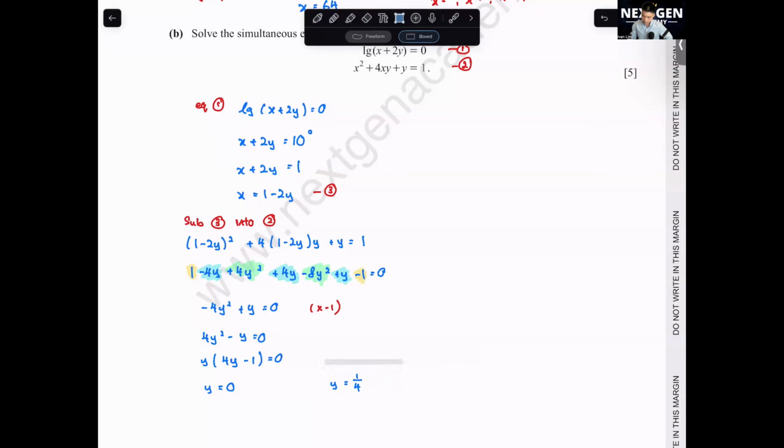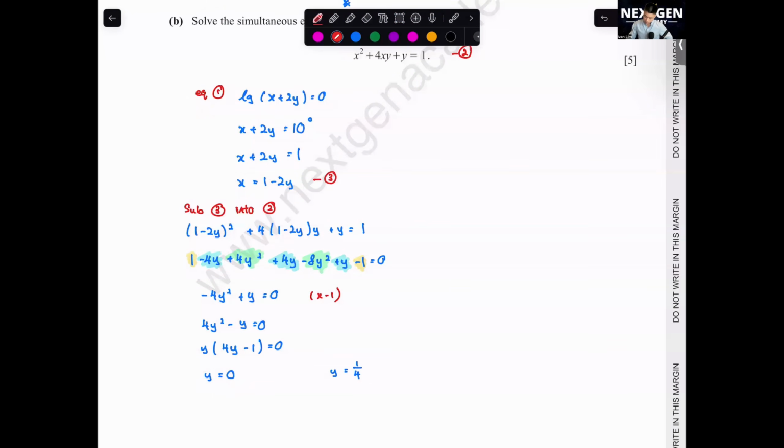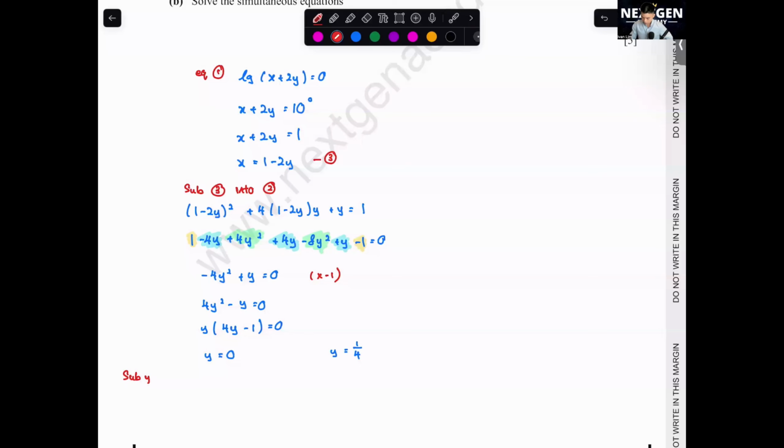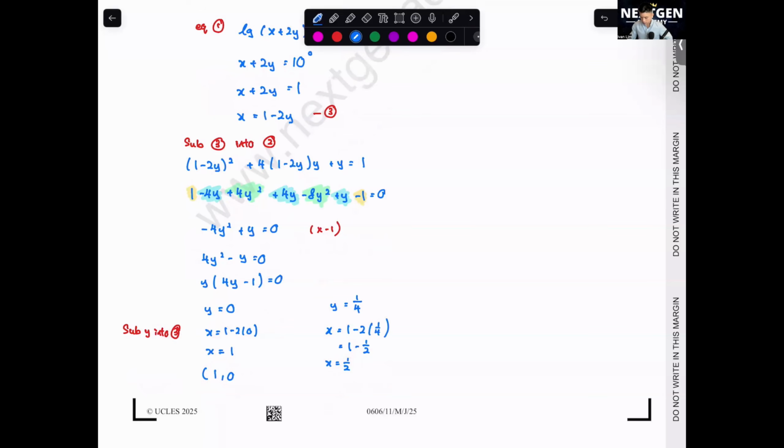Okay, let's sub back into equation 3. So we sub y into 3. x equals to 1 minus 2 times 0. x is equal to 1. x equals to 1 minus 2 times 1 over 4. Okay, this is 1 minus 1 over 2. We get x equals to 1 over 2. Okay, so we get (1, 0) and (1 over 2, 1 over 4).